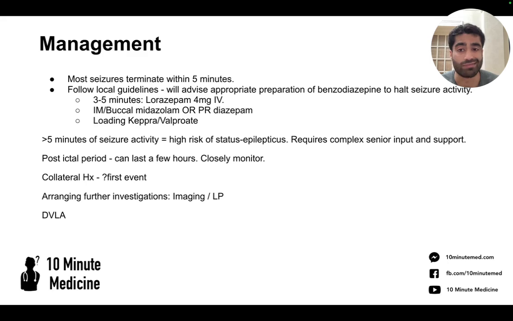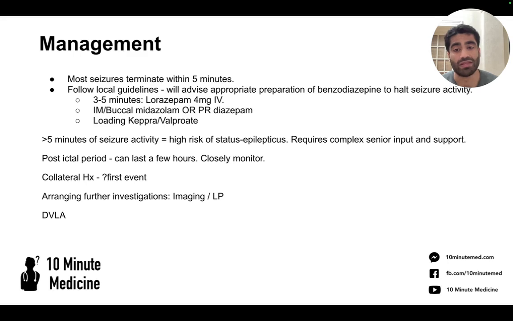But just looking into seizure management, most seizures tend to terminate within 5 minutes. You want to follow local guidelines, and they will advise appropriate medication. Typically, most trusts at the 3 to 5 minute mark, if the seizure hasn't stopped, you want to consider giving lorazepam 4 milligrams via the IV route. If you can't do that or you haven't got access, then typically it tends to be IM, buccal midazolam, or PR diazepam.